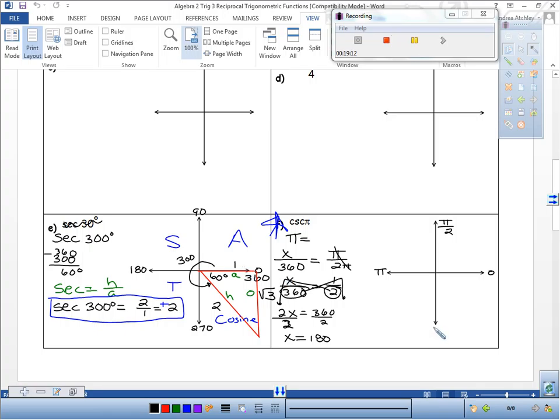What would this be then? How many pi's would I have here? 1 pi is going to be here, right? 1.5 pi's, right? Which is 3 pi over 2.